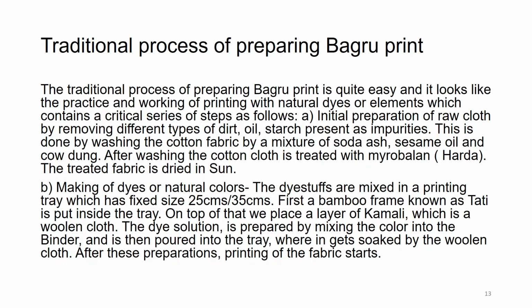Making the dyes or natural colors. The dyestuffs are mixed in a printing tray which has a fixed size of 25 centimeters by 35 centimeters. First, a bamboo frame known as tati is put inside the tray. On top of that, we place a layer of kamali, which is a woolen cloth. The dye solution is prepared by mixing the color into the binder and is then poured into the tray, where it gets soaked by the woolen cloth. After this preparation, printing of the fabric starts.